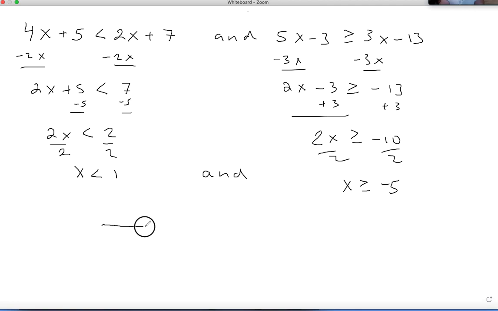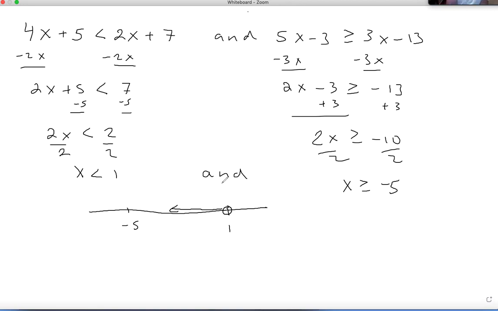So let me get a number line here. And I'm just going to throw negative 5. Actually, let me give myself a little bit more room below there. So negative 5 would be on this end, and then 1 would be on this end. And this side says x is less than 1, not equal to, so we want to use an open dot there, and that would be going this way.